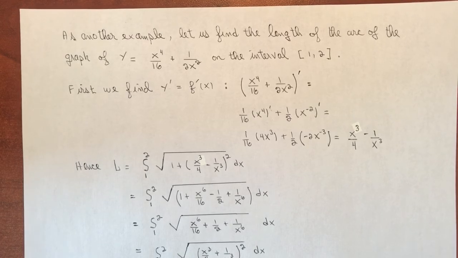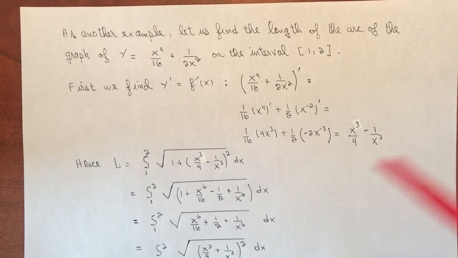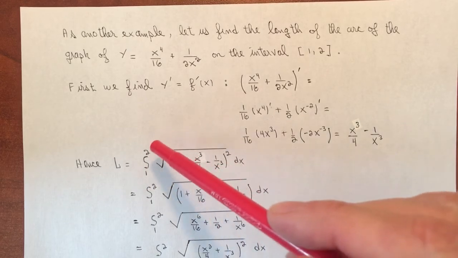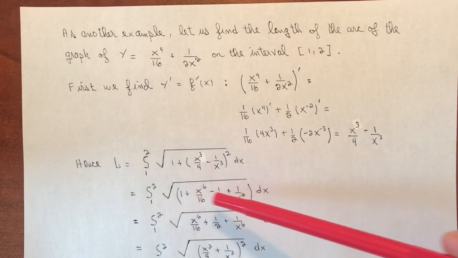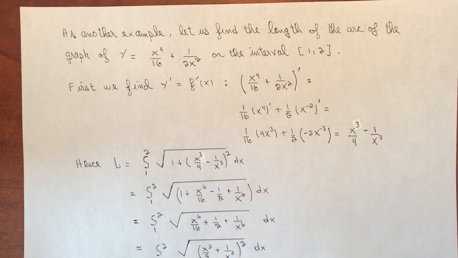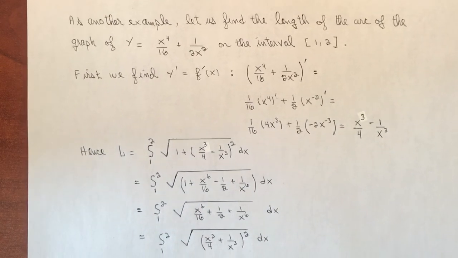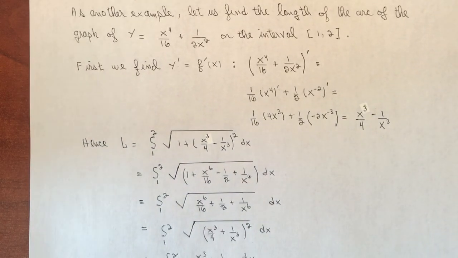So we put that into our formula. So we get the integral from 1 to 2 of the square root of 1 plus the derivative squared. So 1 plus x cubed over 4 minus 1 over x cubed all squared dx. So we expand this bracket and we get this. We remove the brackets, we collect 1 minus a half, and we're going to get positive 1/2. And here's the tricky thing.